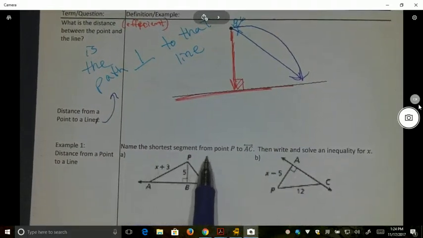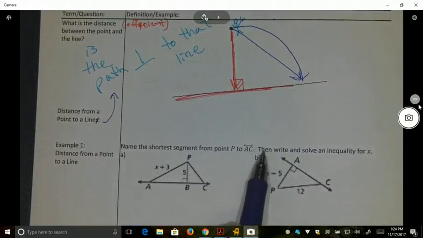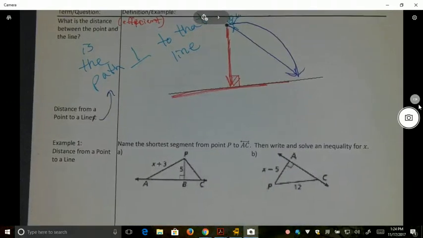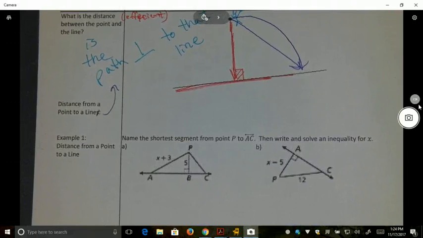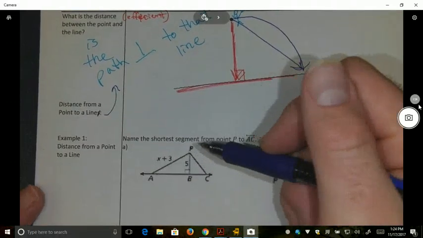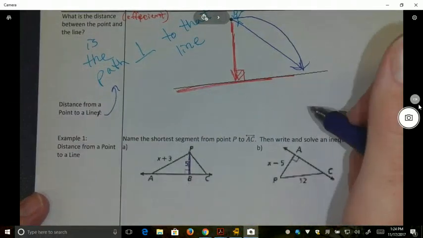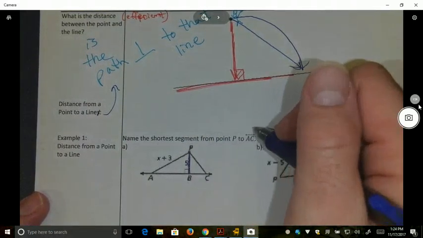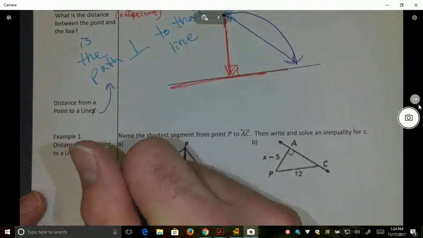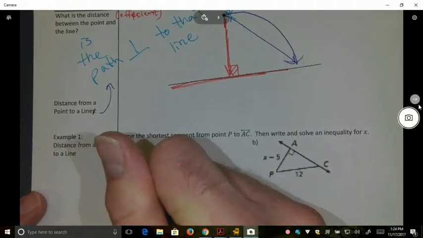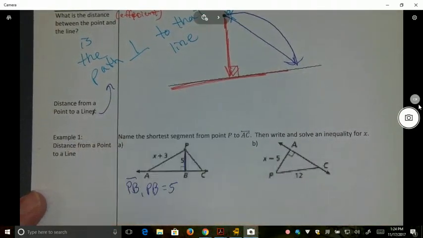So when we see all these triangles, we're like, oh, look, they're asking us to name the shortest segment. Well, that's easy from point P. And then set up and solve an inequality to solve for x. Well, the shortest distance from P to B is 5. So PB is the shortest distance, and PB is 5.